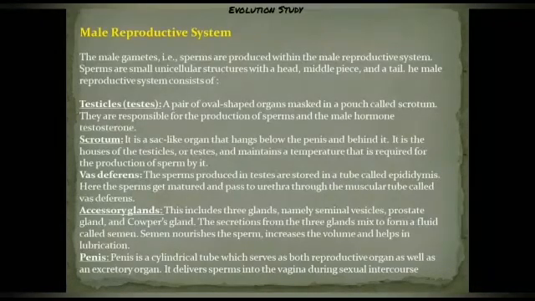Male reproductive system. The male gametes, that is the sperms, are produced within the male reproductive system. Sperms are small unicellular structures with a head, middle piece and a tail. The male reproductive system consists of testicles or the testes, a pair of oval-shaped organs housed in a pouch called the scrotum. They are responsible for the production of sperms and the male hormone testosterone.